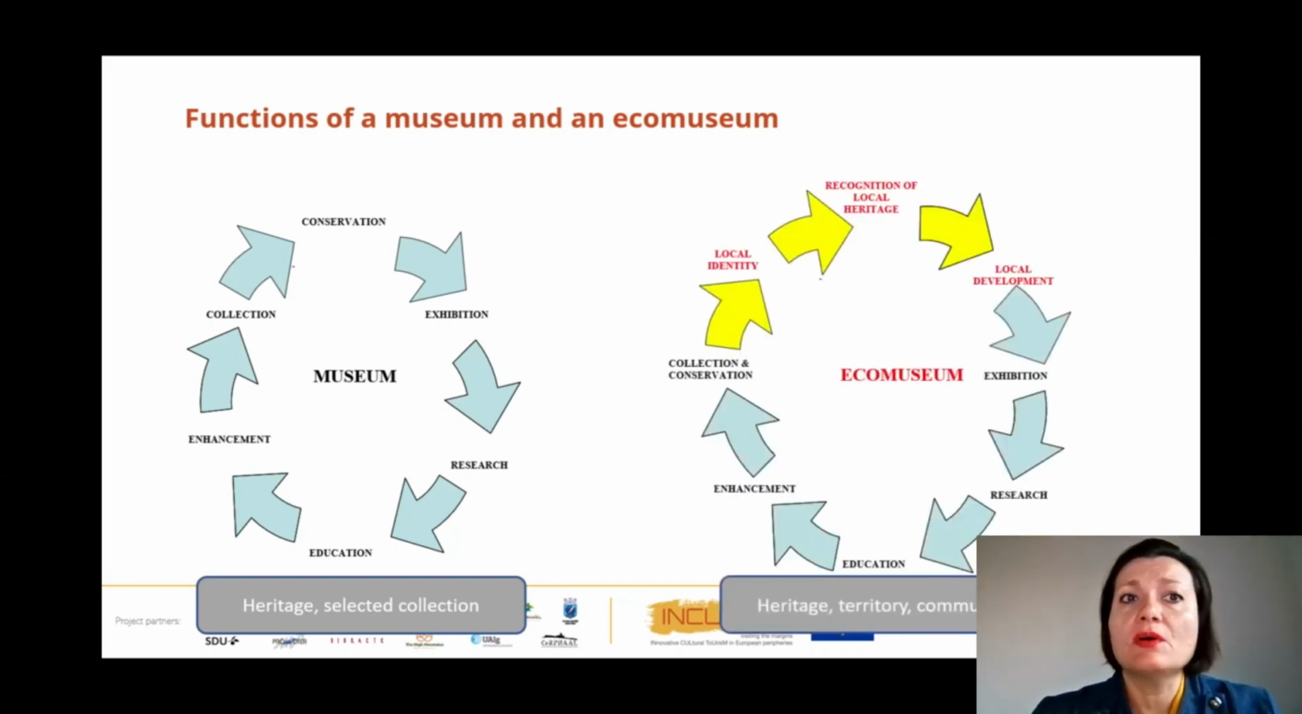For an ecomuseum, all these functions are active, but in addition, it has the enhancement of local identity, the recognition of local heritage, and the promotion of local development. This is due to the fact that its core is about heritage, territory, and community. In addition, and very often, it is not confined within four walls. That's why it is also called the museum within and for the territory, being diffused and open-sighted.